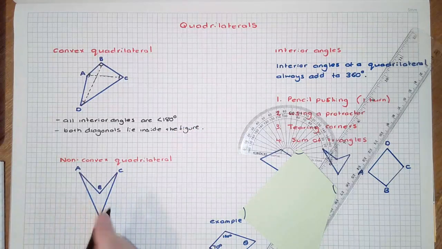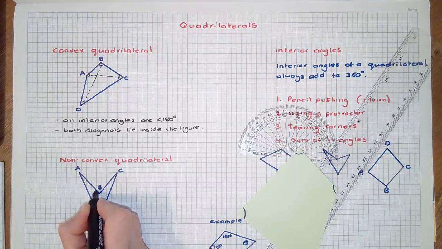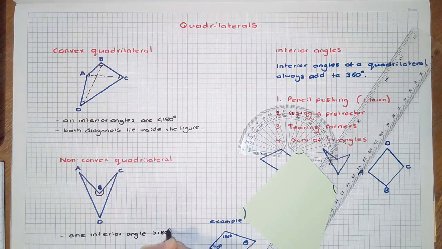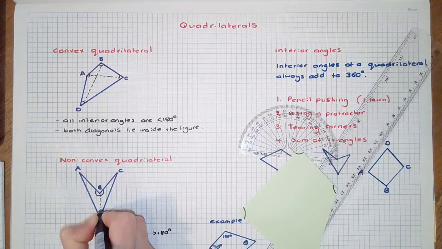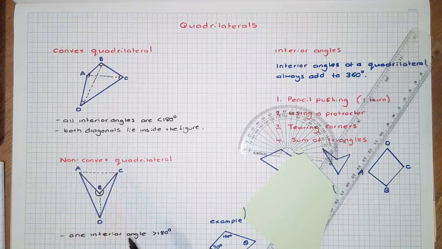Conversely, in non-convex quadrilaterals, one interior angle is more than 180 degrees, and you can see that here at point B. So one interior angle is greater than 180 degrees. And one of the diagonals will lie inside and one will lie outside. For instance, here is one of the diagonals inside, and here is the other diagonal connecting the opposite vertices, which is outside the shape.